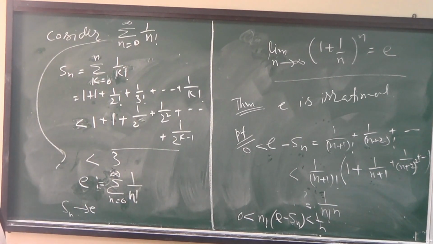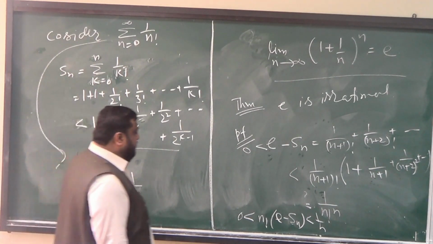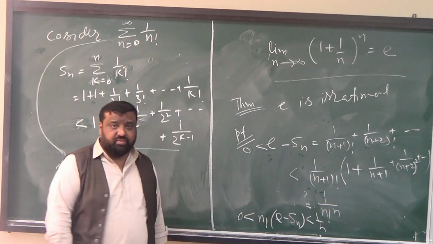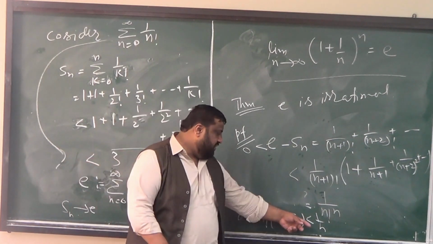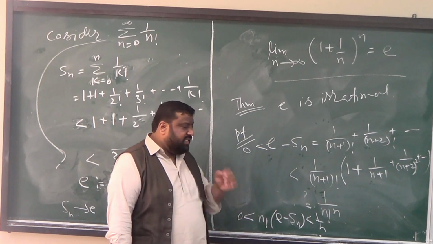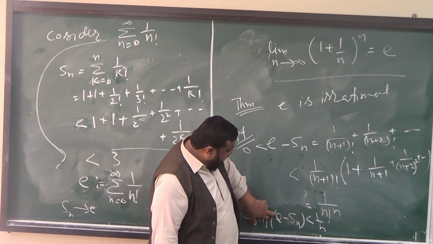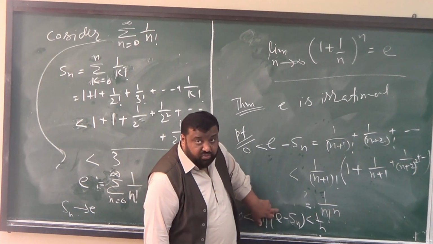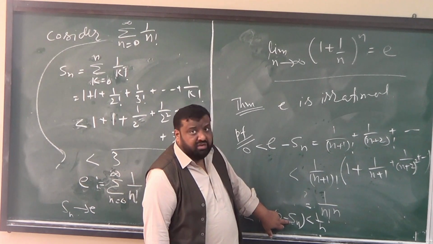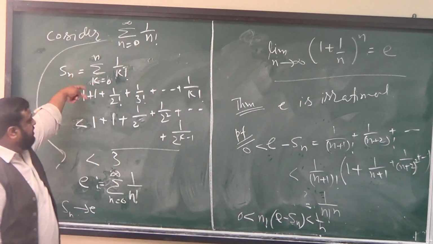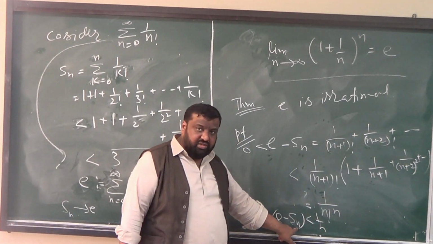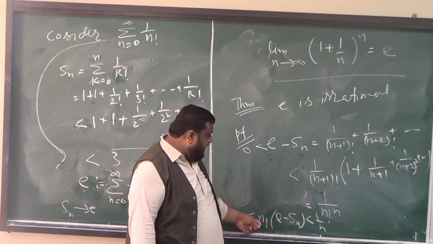Now we can say that if this is true, then E cannot be rational. This inequality is certainly true, we have derived it. E cannot be rational, just think about it. If I say that E is some P over Q, a rational number, then E minus Sn is certainly rational. Just a simple sum, it's a rational number. So you have this number which is rational, and you are multiplying it with n factorial.